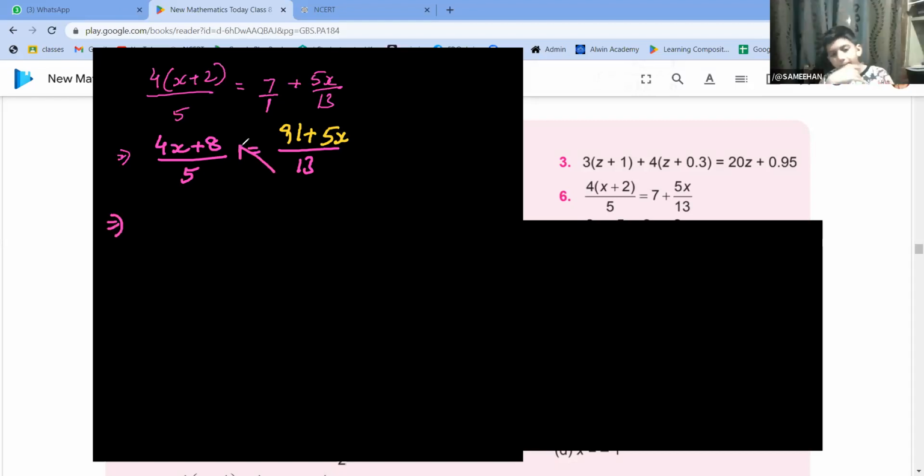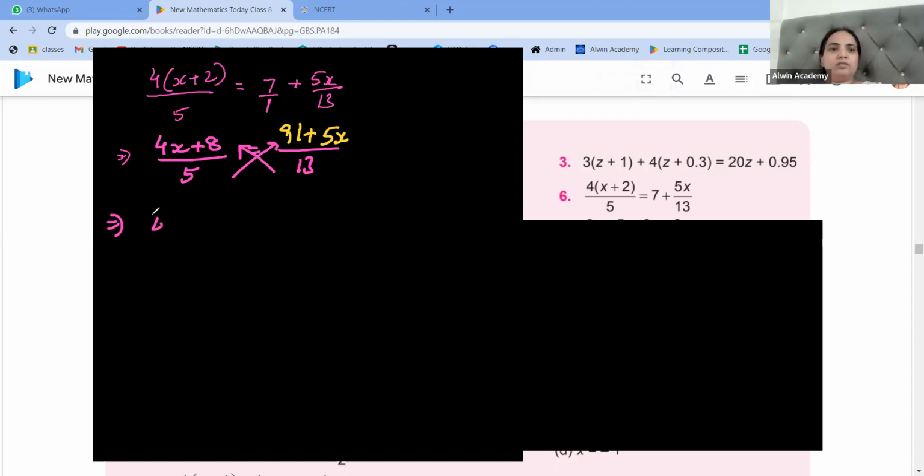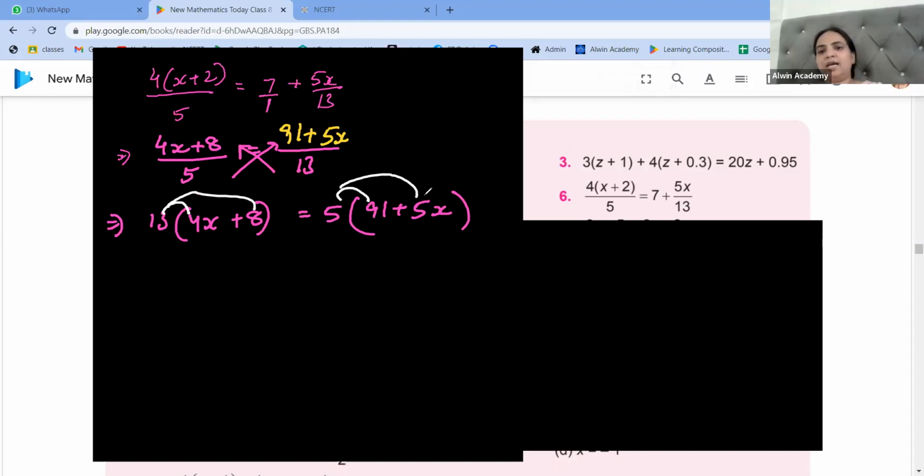Now it's simply we need to cross multiply. 13 will be multiplied with this. 13 times 4x plus 8 equals 5 times 91 plus 5x. And this has become like question 3, question 4. And now you know how to do this. You open up the brackets first. Then take like terms to one side and constants to the other end. Solve. Simple. Clear or not, everyone? Yes, ma'am.